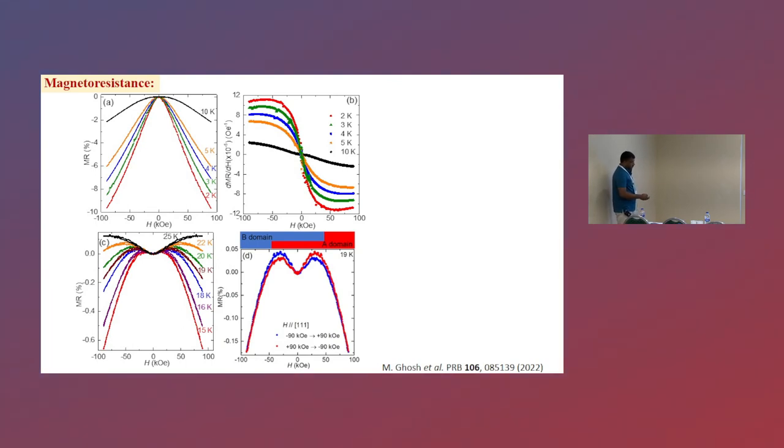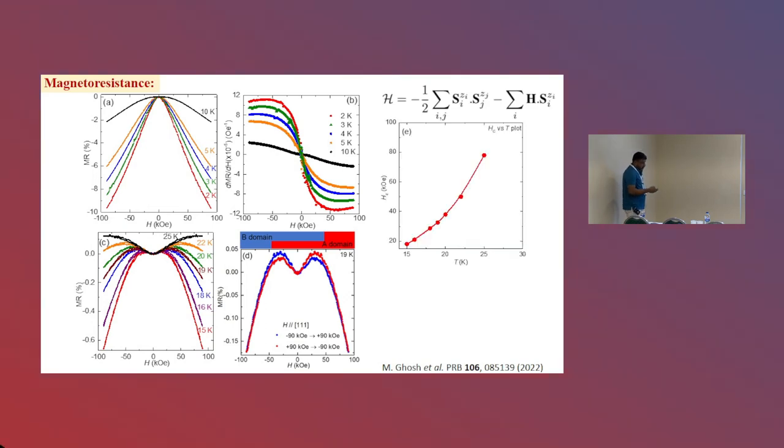So we explain this up sweep and down sweep in terms of a field-induced change in the spin structure. First, we took the help of a simple model, where H is the Hamiltonian for the spin, Si dot Sj is the antiferromagnetic exchange interaction between the two spins, and the second term is the field-induced Zeeman energy. So what happens when there is some temperature: this term will have a weak contribution, while the field-induced Zeeman energy will have a large contribution.